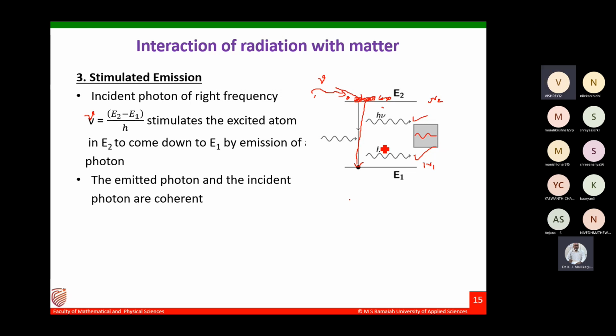Yes, sir. I didn't understand why two photons are emitted when one photon is incident, sir.